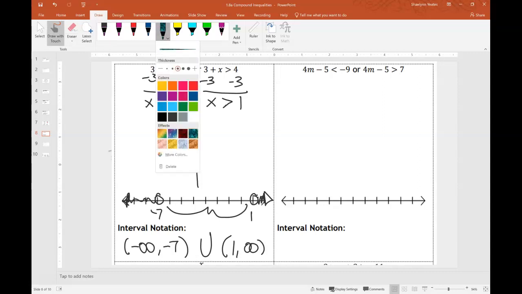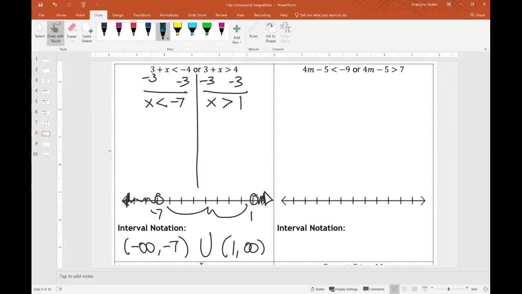All right, let's give this one a try. So I'm gonna have two completely separate problems. So here on the left, I'm going to add 5 to both sides. And I have 4m is less than -9 plus 5 is -4. I'm going to divide both sides by 4. And even though there's a negative, I don't flip the signs because I'm dividing both sides by a positive number. And I get m is less than -1.